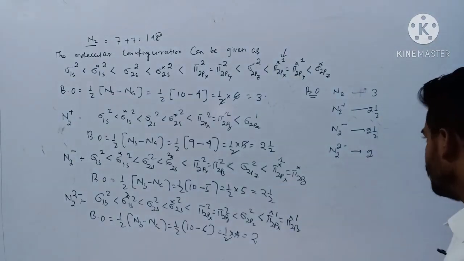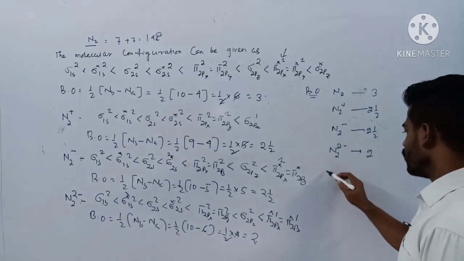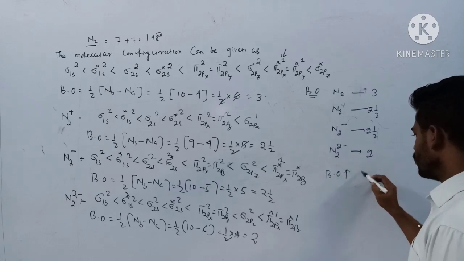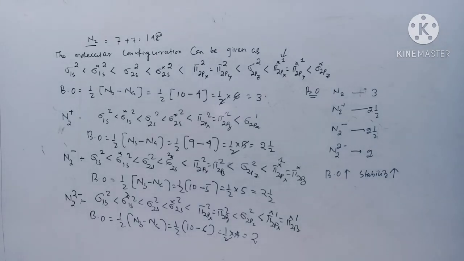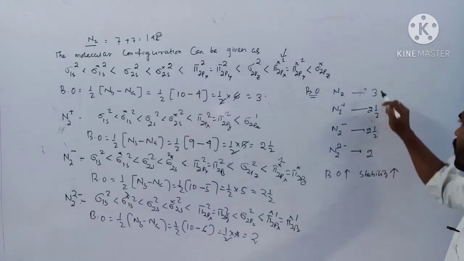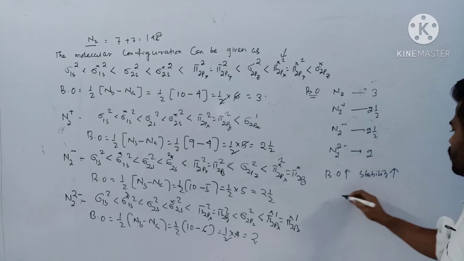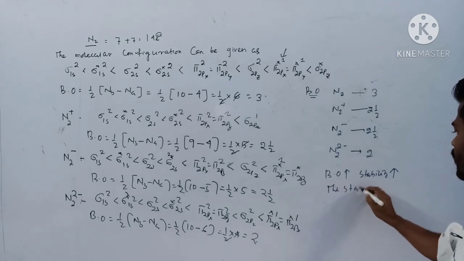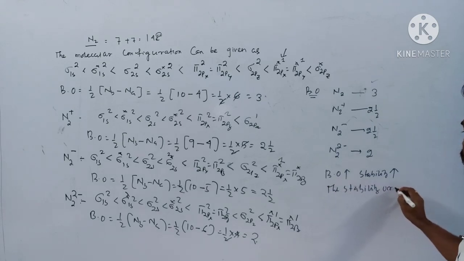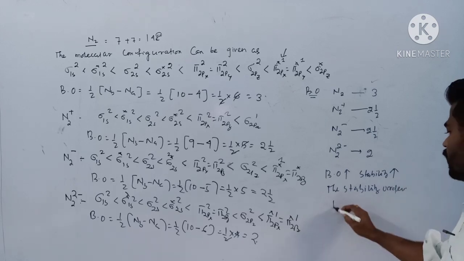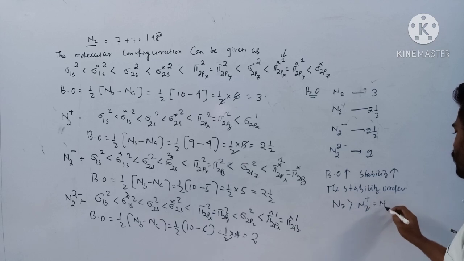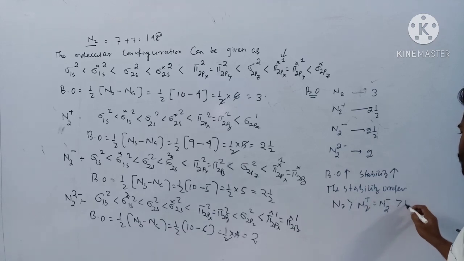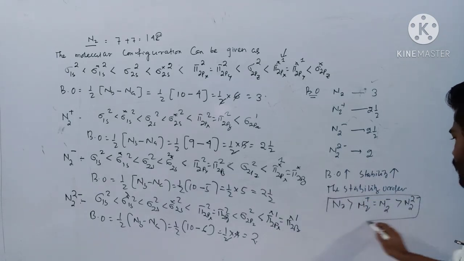Regarding stability, I have told you, the more the bond order, the more the stability. So here the maximum stability will be N2. So the stability order will be N2 more stable than N2 plus, which is equal to N2 minus, and finally N2 2 minus. So this one will be the stability order.